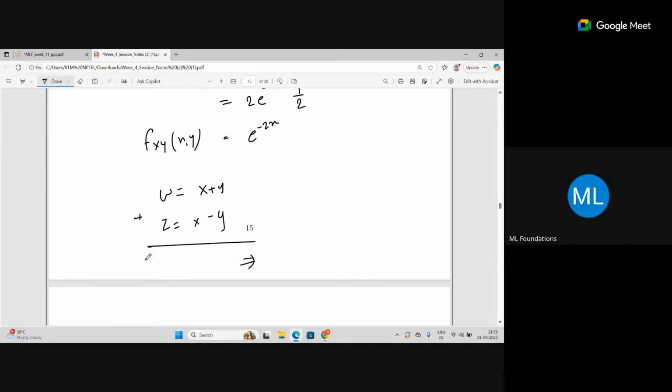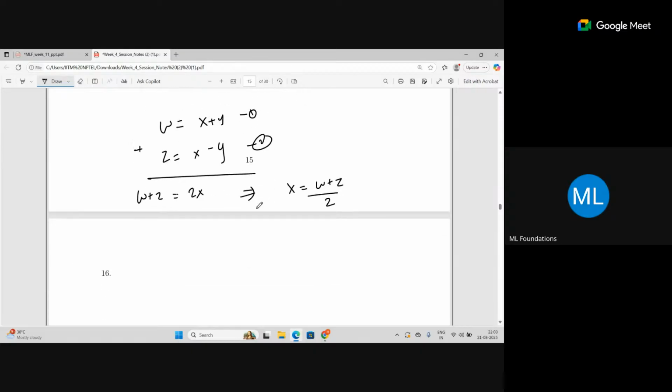So if I add these two equations, I'll get w plus z equal to 2x, right? And that gives me x as w plus z by 2. Let's say this is equation 1 and this is equation 2. If I subtract equation 2 from equation 1, with w equal to x plus y and z equal to x minus y, I'll get w minus z equal to 2y, right? That gives me y equal to w minus z by 2.